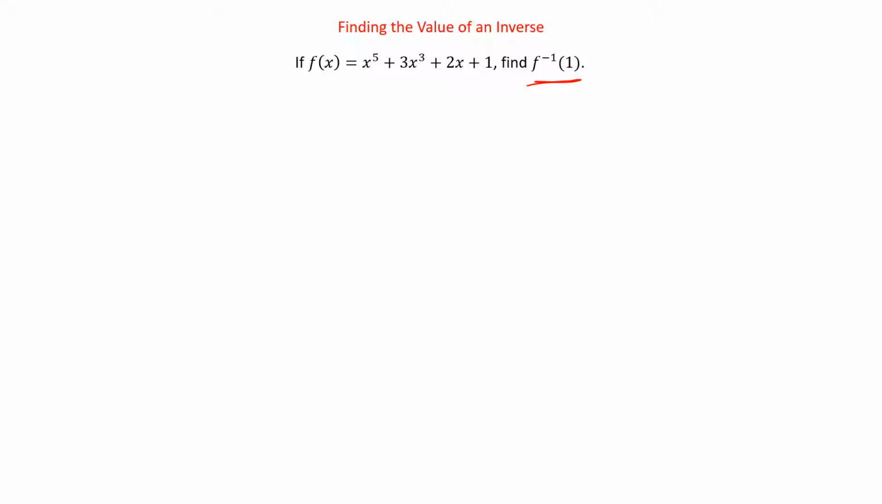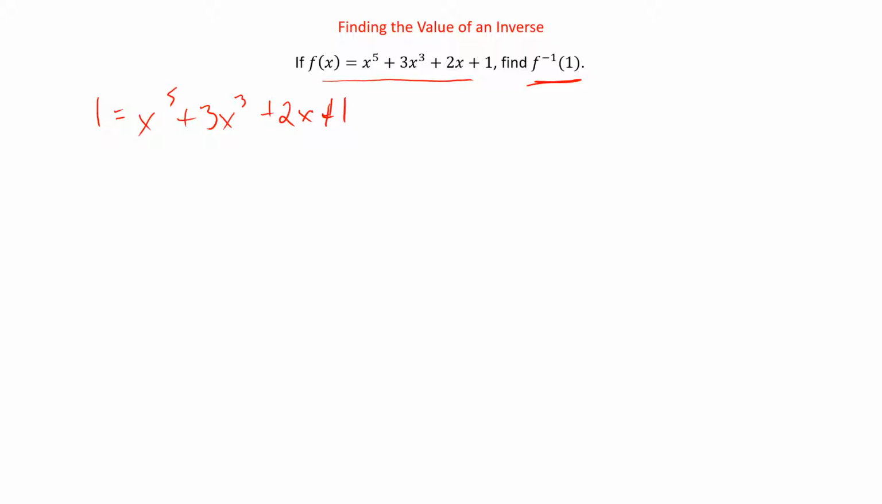Remember that the inverse switches the input and the output. So the input of the inverse is going to be the output of the function. So f inverse of 1 equals a number means that if we plug a number into our function, we're going to get 1. So we're going to have 1 equals x to the fifth plus 3x cubed plus 2x plus 1. And now we need to solve for x.